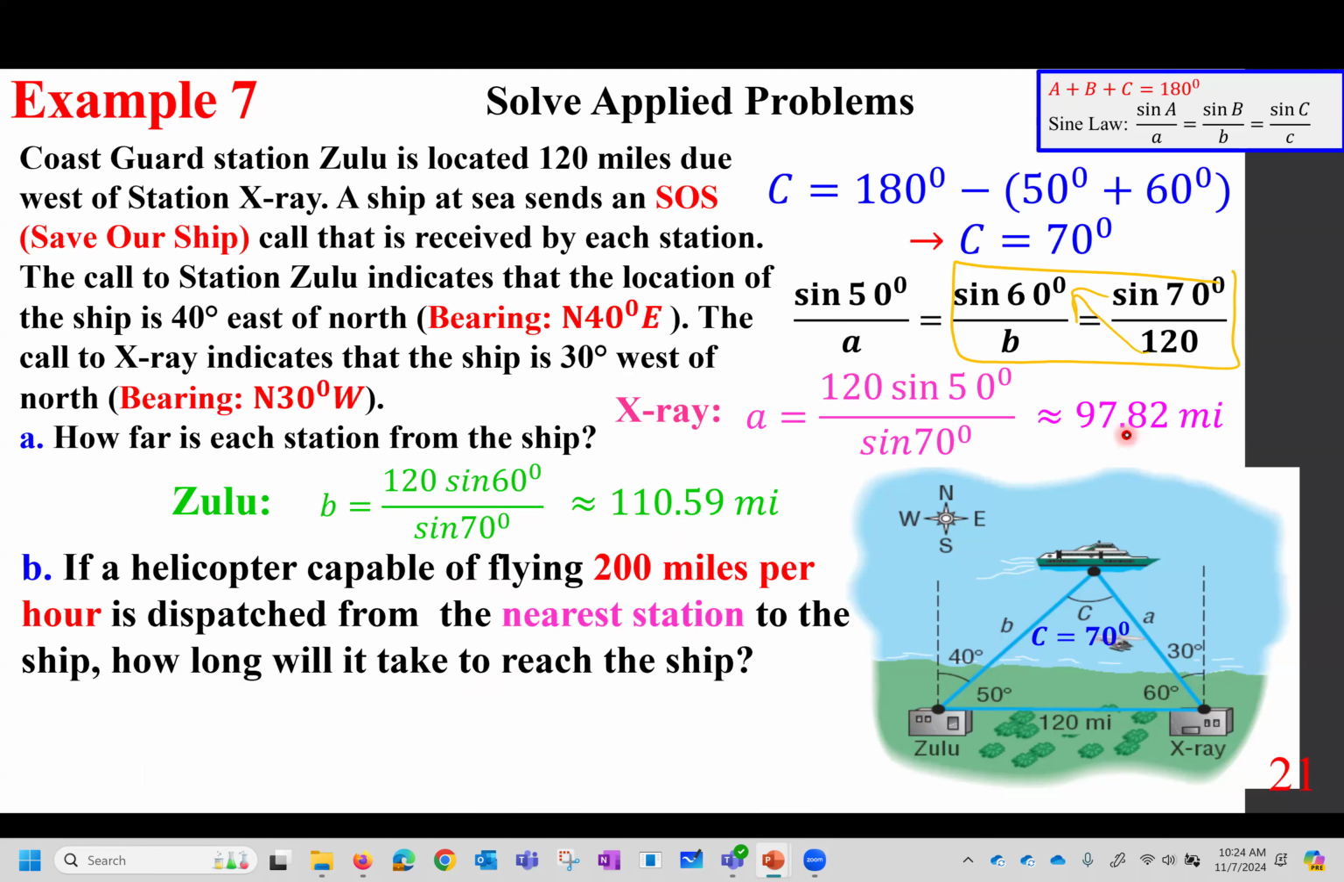And remember, this D is equal to RT, and T equals distance over R. Distance, we are going to use A. And A is 97.82. The rate or speed on the average is 200 miles per hour. And you get 0.489 hours.